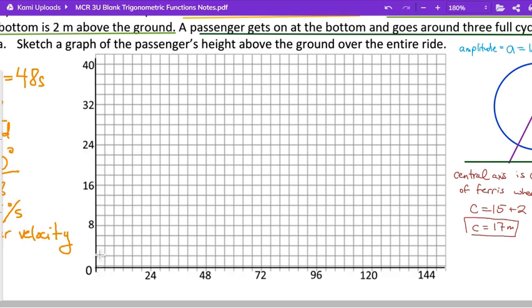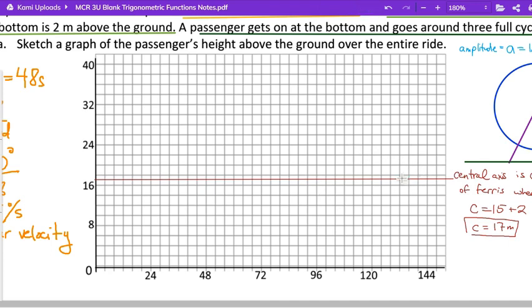Now let's check. 2, 4, 6, 8. This vertical axis goes up by 2. So that means 17 meters is going to be right here. I would do it as a dotted line, but I don't have that capacity on my computer. So here's my central axis. That means the curve will always return to the central axis.